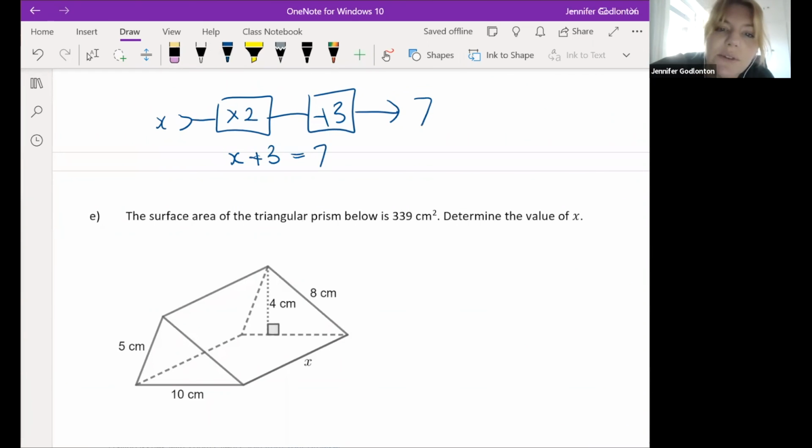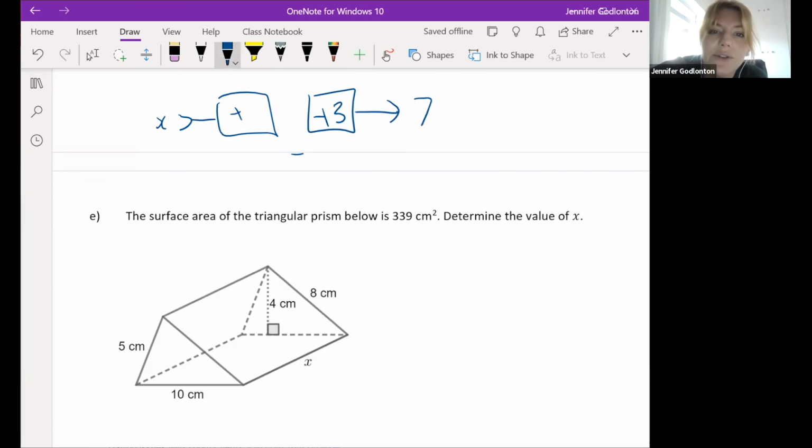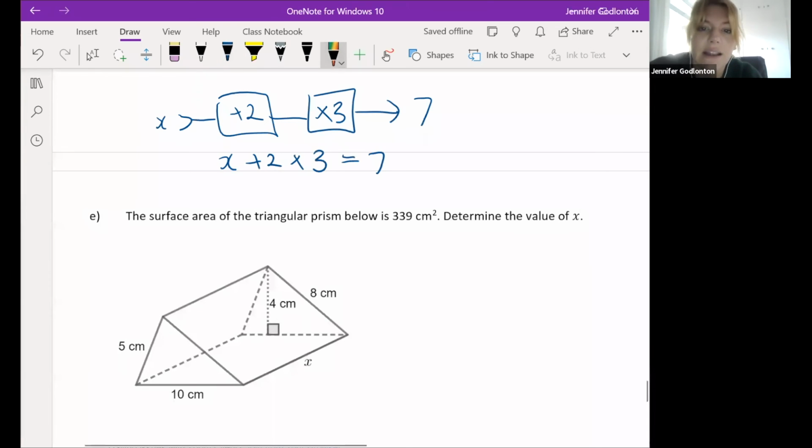Now, if this was written differently, like plus 2 and then times 3, because of our rules of operation, if I write x plus 2 times 3, just like that, the multiplication would happen first. But the first thing that happened was when we plus 2. So we need to put that in brackets to make sure that happens first. That's how you work with flow diagrams.